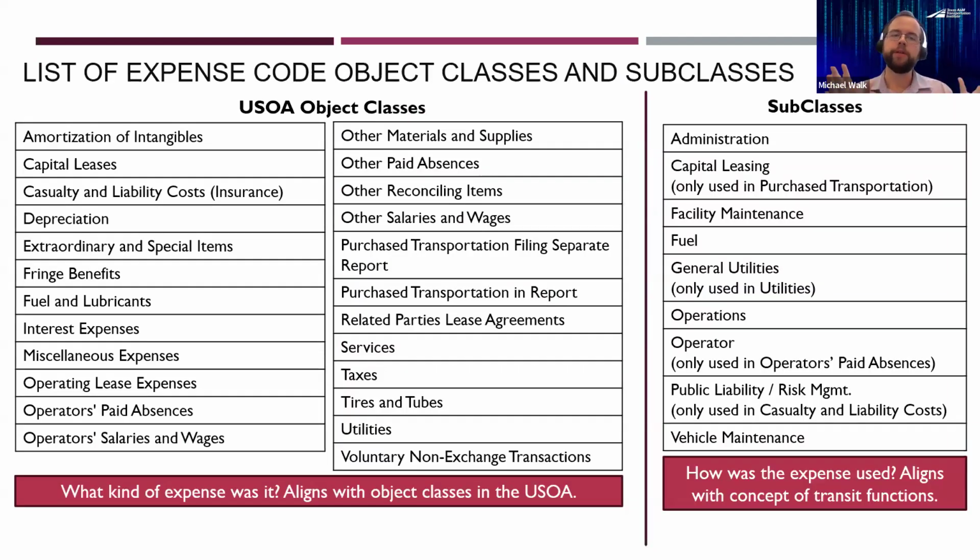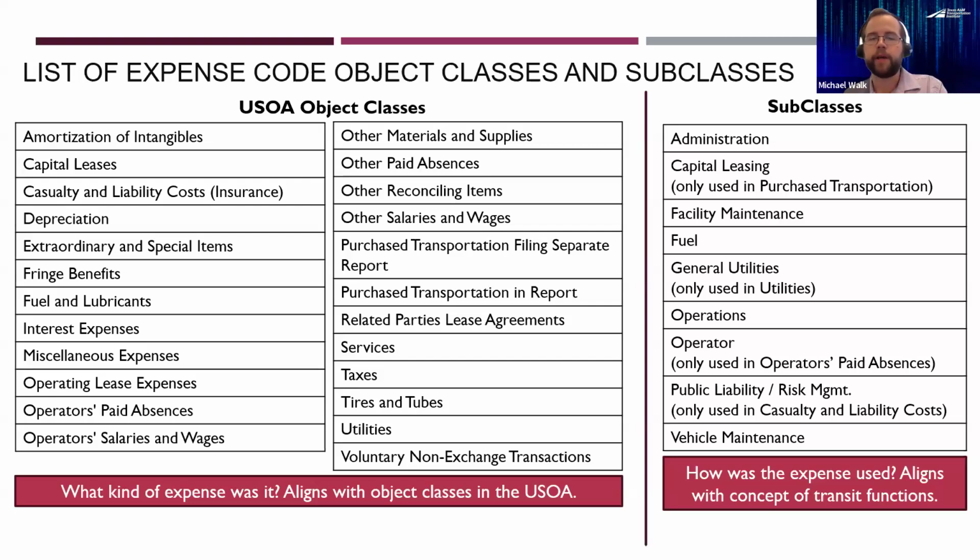This slide shows you the list of object classes on the left and the subclasses on the right. Again, when you're entering an expense, it's important to remember that a cost's object class tells you what kind of expense it is. These object classes all align directly with the Uniform System of Accounts, or USOA, and you can see examples here. So for instance, if you paid a consultant to do some work, what kind of cost is that? That would be services. That's the kind of cost. If you paid operators to do something, then you have operators' salaries and wages. That is an object class, or a kind of cost.